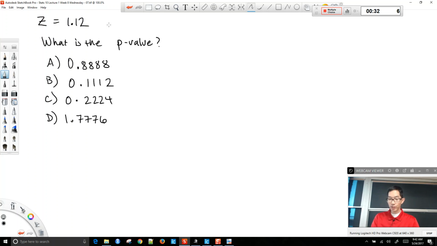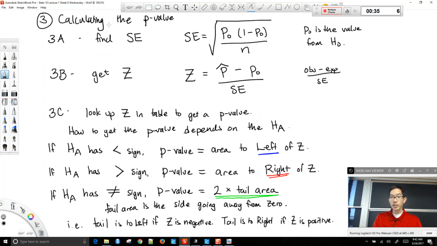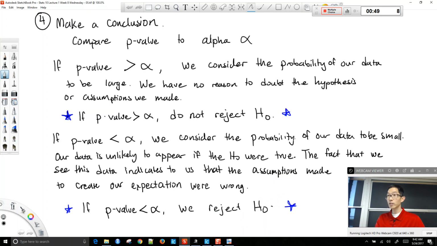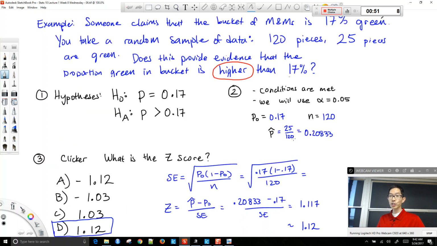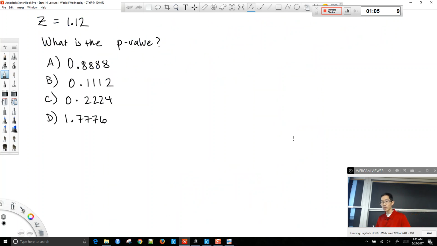If you need to refer back, on this slide it says the last part is, once you get your z, you look up the z in the table to get your p-value. And here are the rules. How you get the p-value depends on the alternative hypothesis. The original question says, does this provide evidence that the proportion of green in the bucket is higher than 17%? That determines your null and alternative hypothesis, and this will decide.